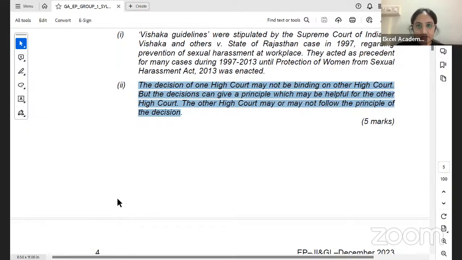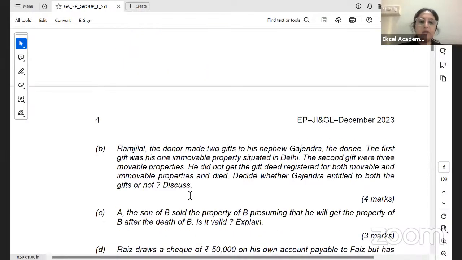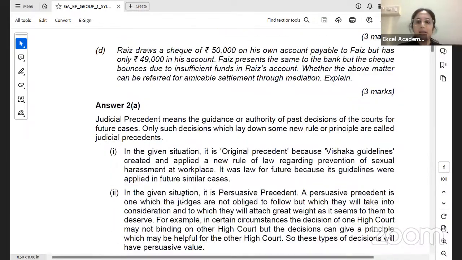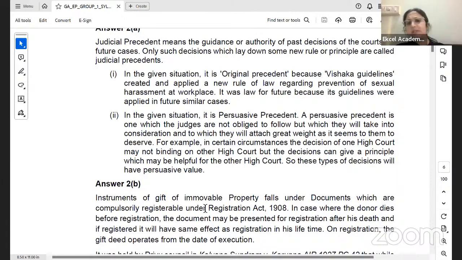So what kind of precedent is this? It is a persuasive precedent. If you feel it is helpful, you can take that essence. Otherwise, you can leave it. No problem. You can give an altogether different decision. So it's a persuasive precedent, one which the judges are not obliged to follow, but which they take into consideration and to which they will attach a great weight as it seems to them to deserve.